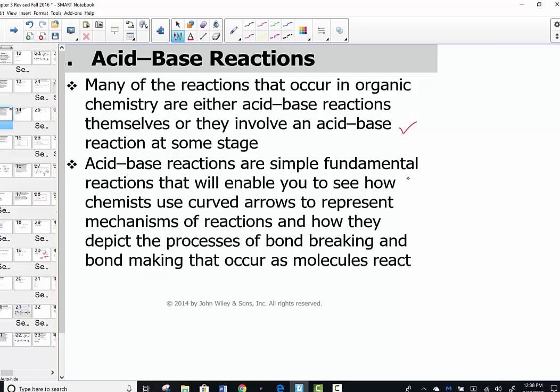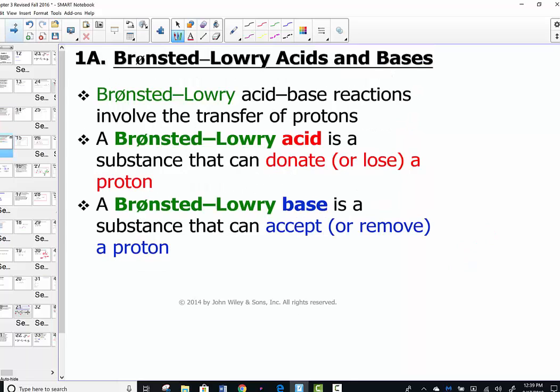And so we need to really understand the simple fundamental reactions that will enable you to see how chemists use curved arrows to represent these mechanisms. The curved arrows, which were introduced in the earlier lessons from Chapter 1 and Chapter 2, allow us to track electron transfer. I'm going to begin with a review from General Chemistry of acid-base theories.